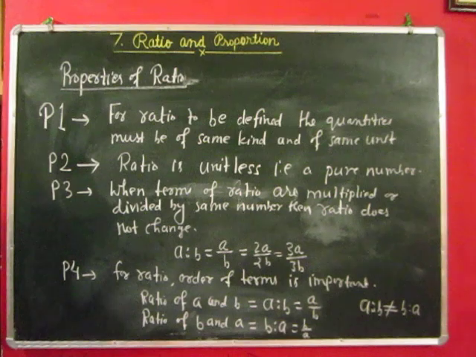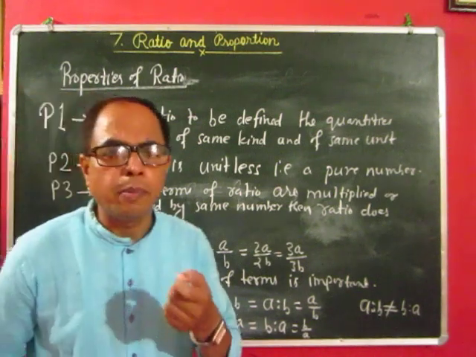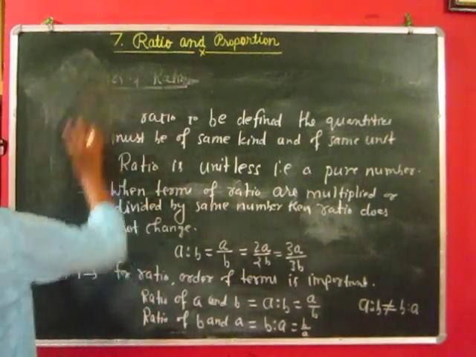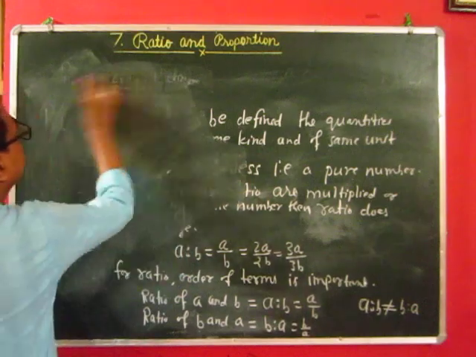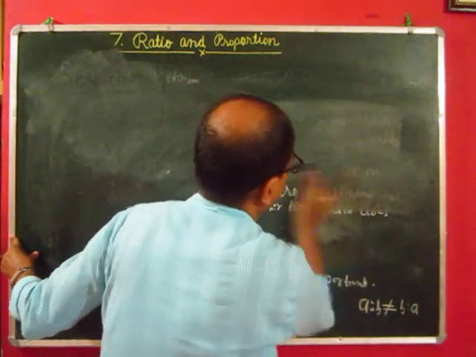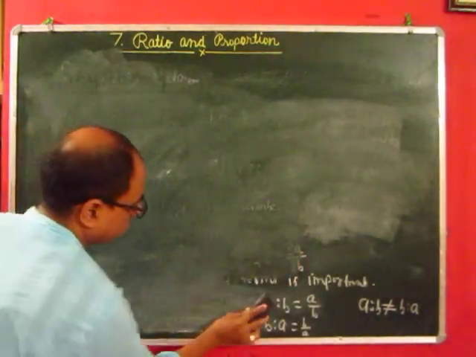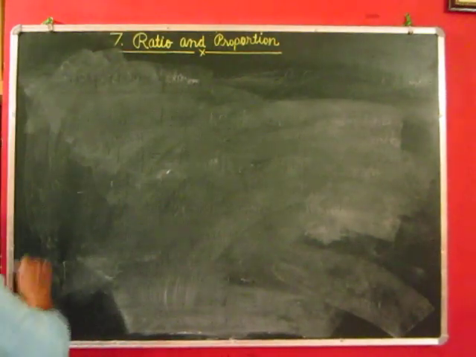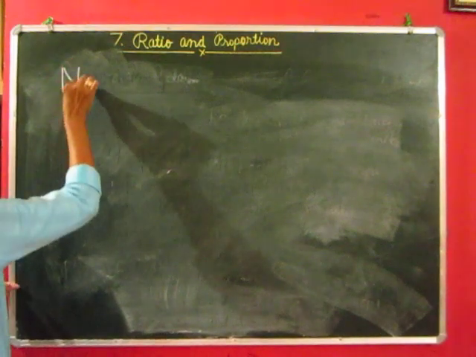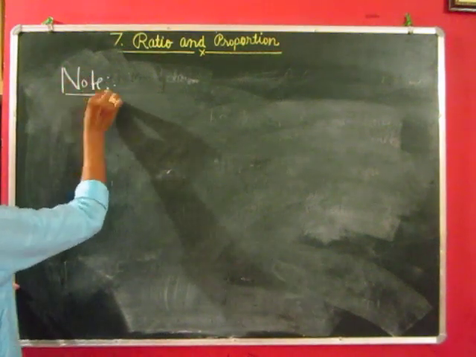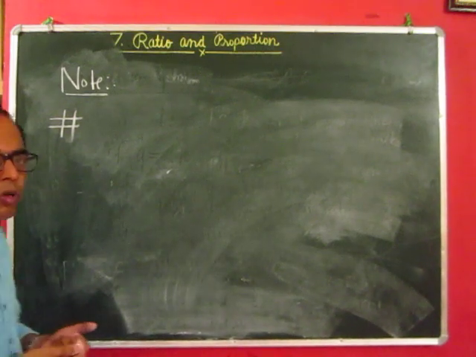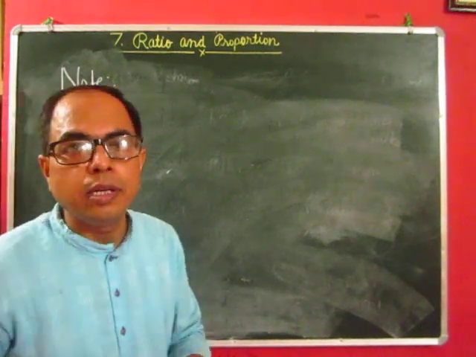Now we are going to discuss some remarkable points. Clear? That you have to note. So note down the remarkable points. Note. First point, ratio is always expressed in simplest form.